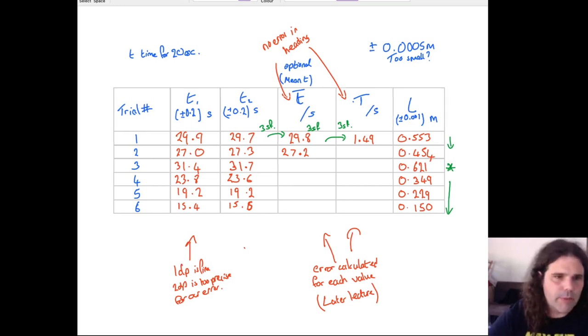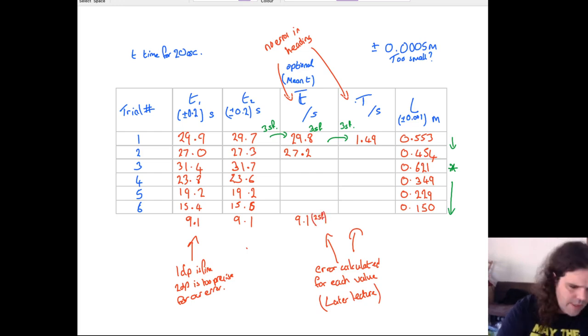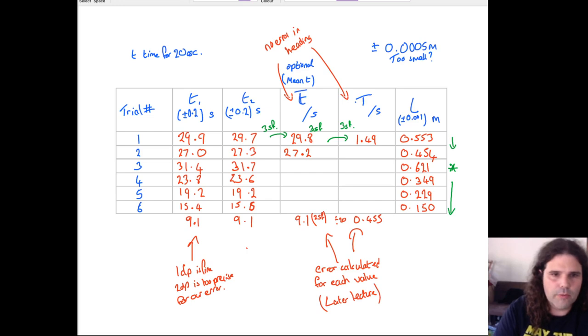Now, I just want to give you another example. I mean, we haven't got one that's this small, but let's just say we had another reading, which was 9.1 and 9.1 for ease. So the mean would come out at 9.1. This is 2 significant figures. So when we divide 9.1 by 20, you get 0.455. The time we'd end up getting in there would be actually 0.46, because you round it up. Again, it has to be 2 significant figures.